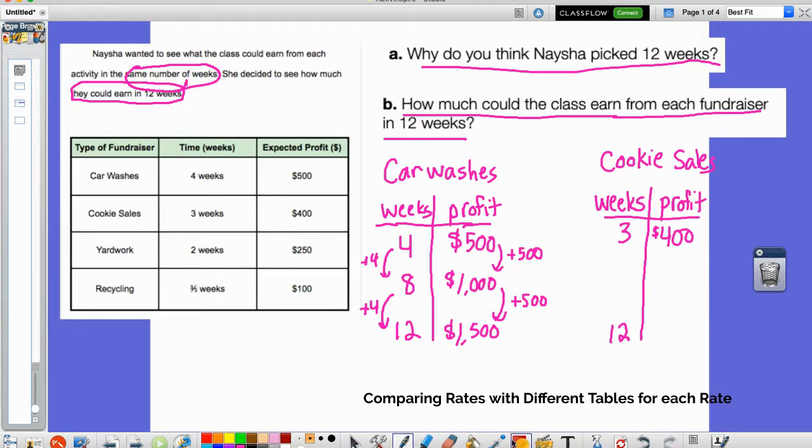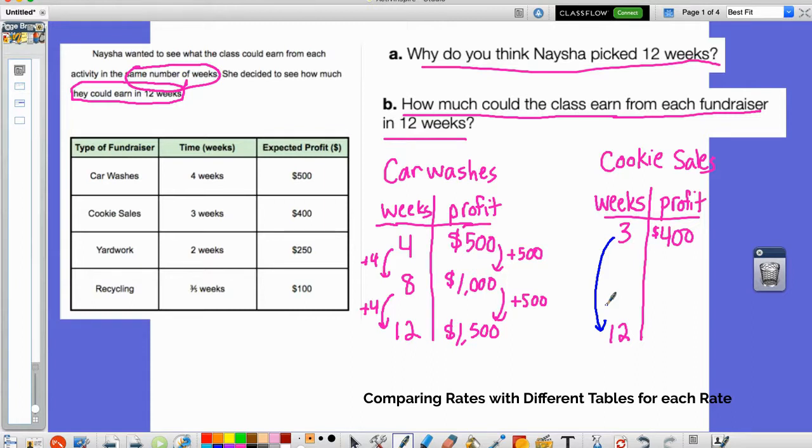Now let me pause for a moment and just mention that yes, repeated addition works, but you can also use multiplication. So what I'm trying to say is, could you go from 3 to 12? Is there a way to go from 3 to 12 in a different way?